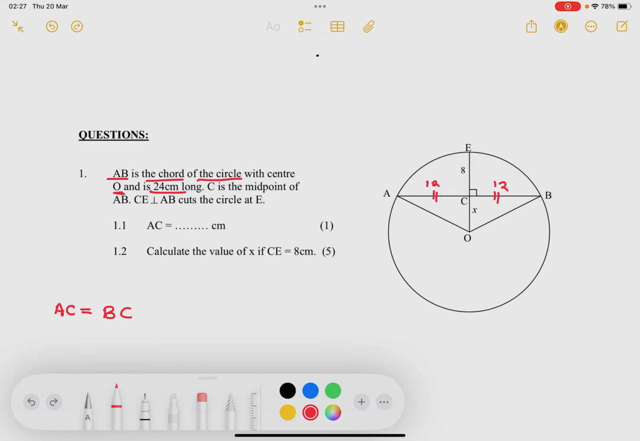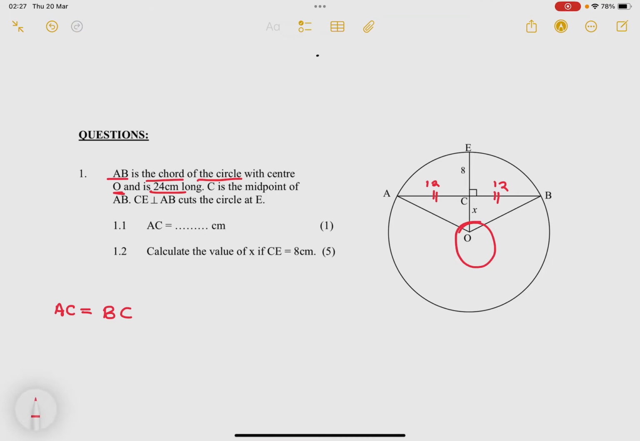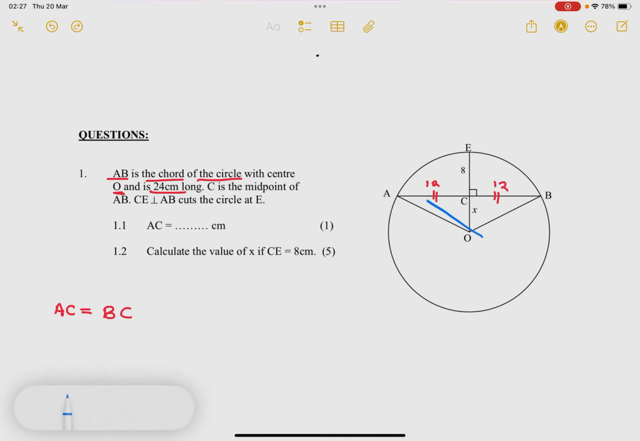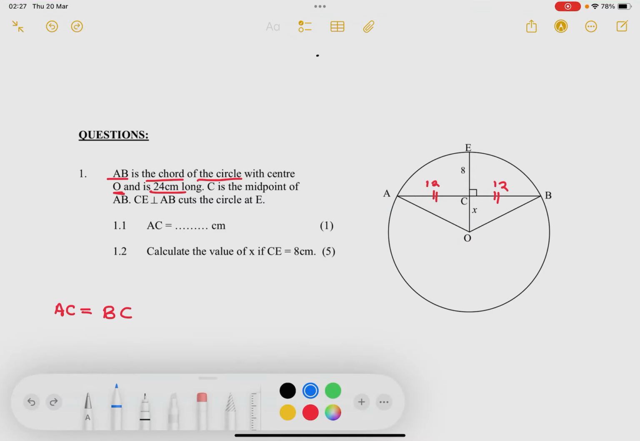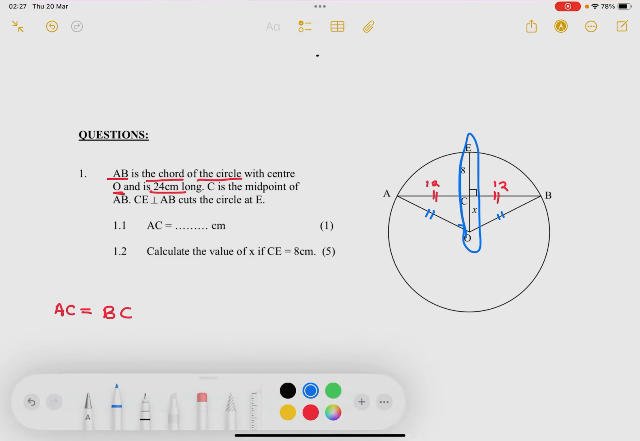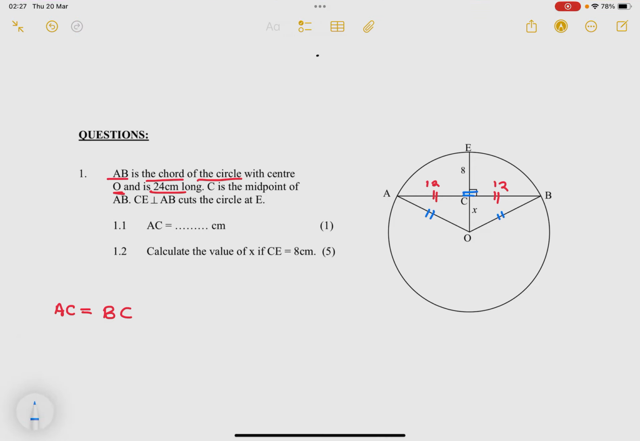And now we are being told that O is the center of the circle. So what do we realize? We immediately realize that OA, do you see OA, right? OA and OB are the same, or they are equal. Why? Because they are radius, right? But do you know what else is a radius? Even OE is a radius as well, which means that these three lines are equal. Does it make sense? All the lines that I've painted in blue are equal. And why are they equal? Because they are all radius.